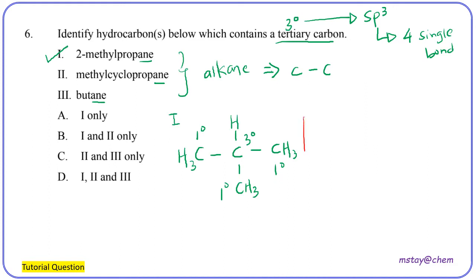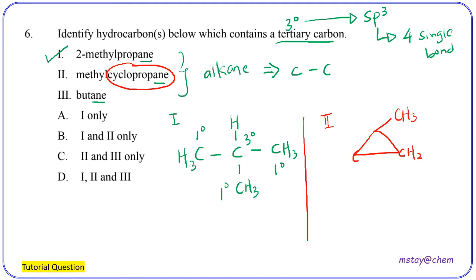Now we look at the second one, methylcyclopropane. That means we will have a triangle with a methyl group. This one is CH3, then CH2, CH2, and this one is CH. Again, this is primary, this is secondary, this one also secondary, and this is a tertiary carbon. So methylcyclopropane also contains a tertiary carbon.